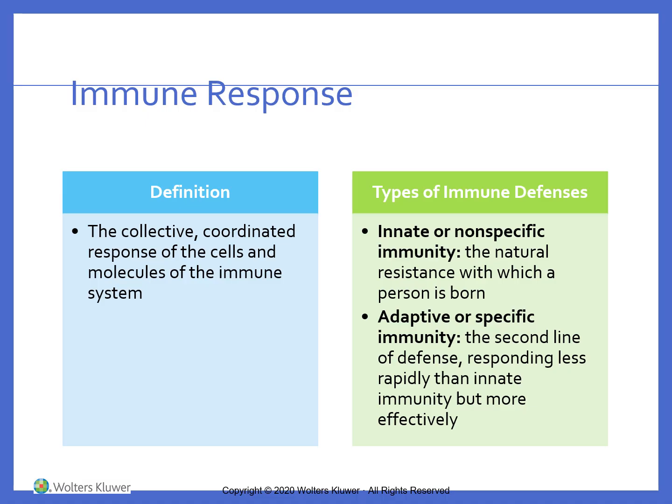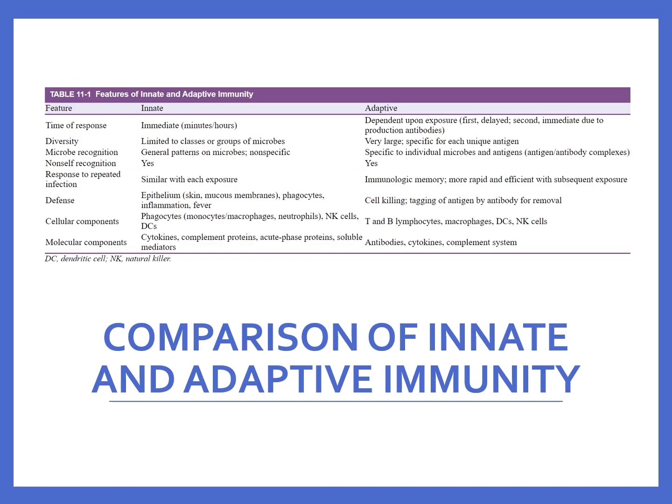This is the natural resistance which people are born with that responds to infectious disease. And then we also have our adaptive or our specific immunity, which is our second line defense. It responds less rapidly than the innate immunity, but much more effectively. So this table is from your book and would be a good spot to review when considering the differences between these two types of immunity, both innate and adaptive. So just a little spot that you can go to kind of really see the differences in one really nice table.